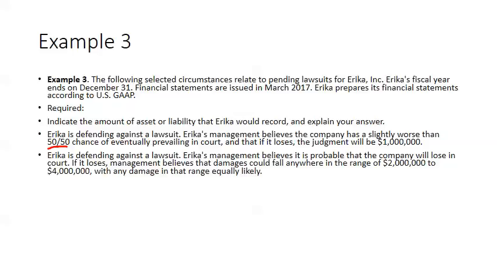Erica is defending against a lawsuit. Management believes that it's probable that the company will lose in court. If it loses, the management believes the damages would fall anywhere in the range of $2 million to $4 million, with any damage in that range equally likely. Well, under US GAAP, it's probable and you have a reasonable estimate. The reasonable estimate is a range. Under US GAAP, if there's a range, then you use the lower end of the range. So you would accrue a liability for the $2 million low point. Now, if this was IFRS, that would be the midpoint, which would be $3 million.